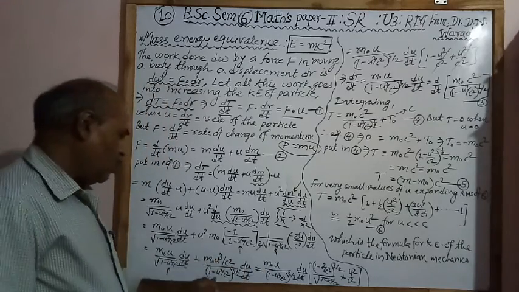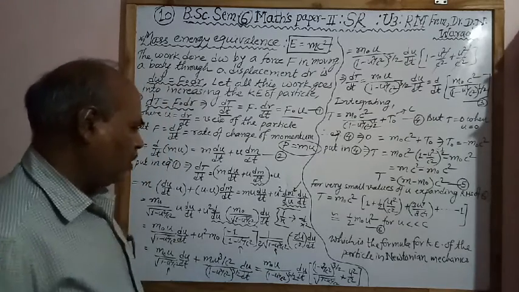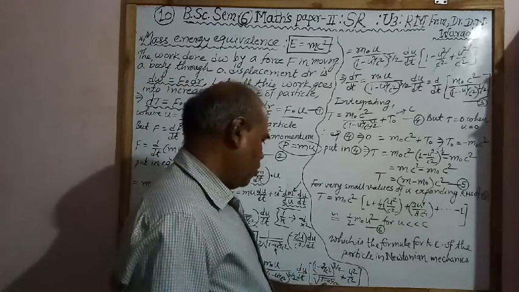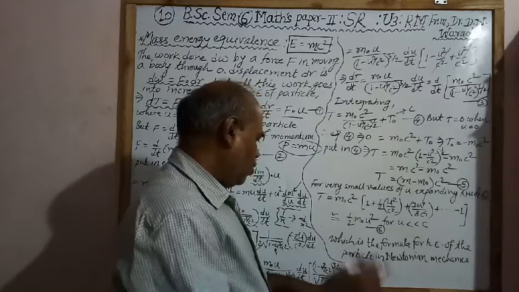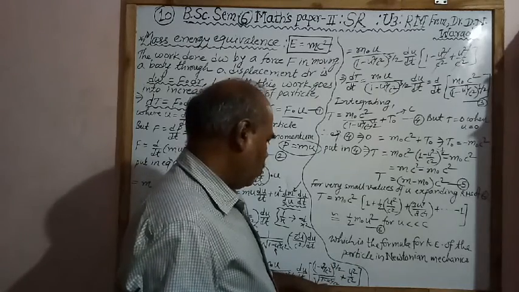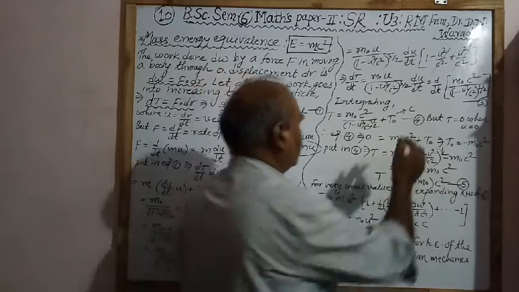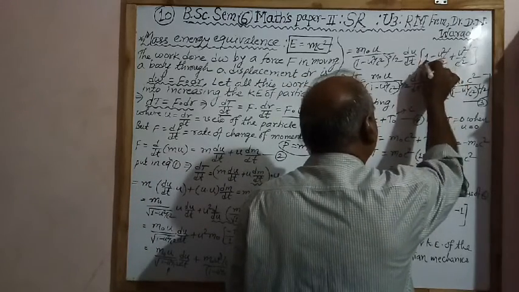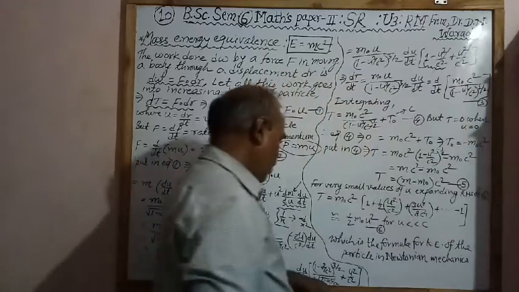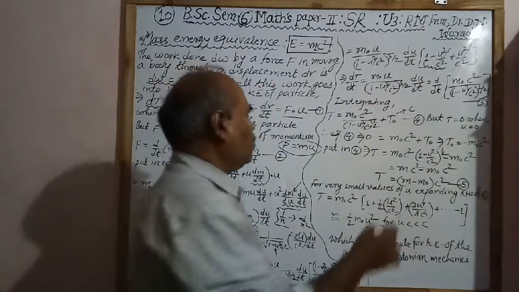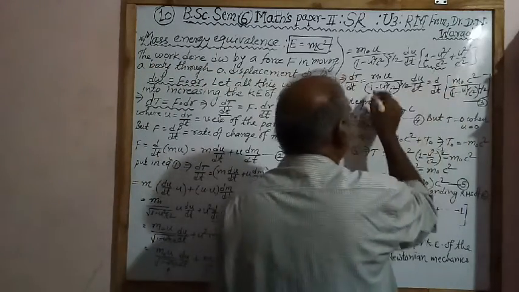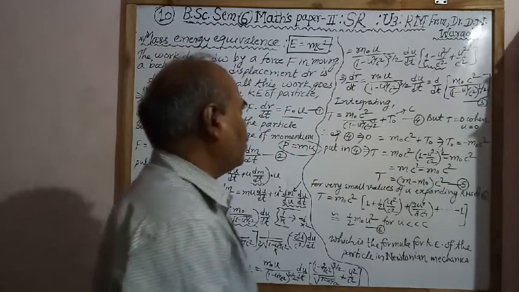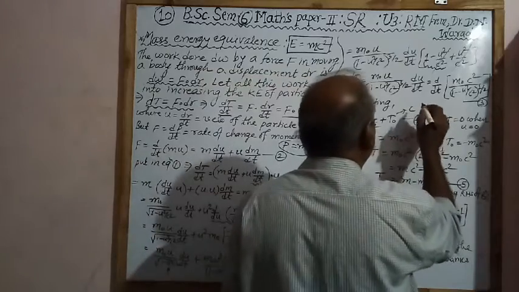That is, this term is taken common, therefore we have u square by c square. Now this bracket to the power 3 by 2 divided by bracket to the power 1 by 2. So take to numerator, 3 by 2 minus 1 by 2, we have 2 by 2, that is 1. Therefore we get 1 minus u square by c square plus u square by c square. This minus plus gets cancelled. Therefore, dp by dt equal to m0 u divided by 1 minus u square by c square to the power 3 by 2 into du by dt.